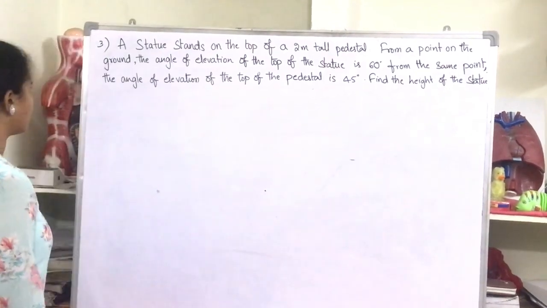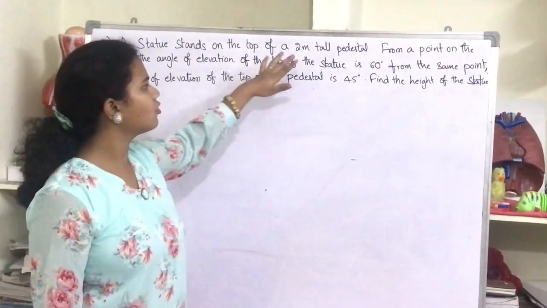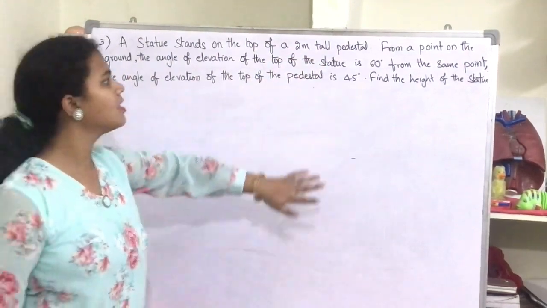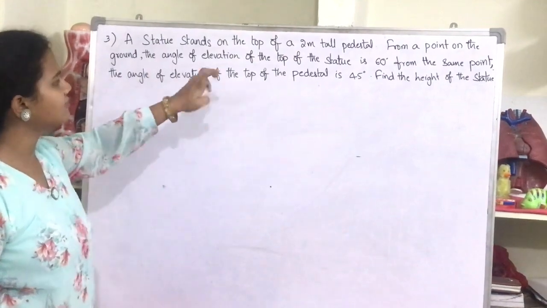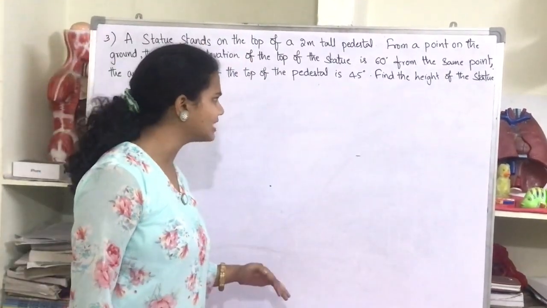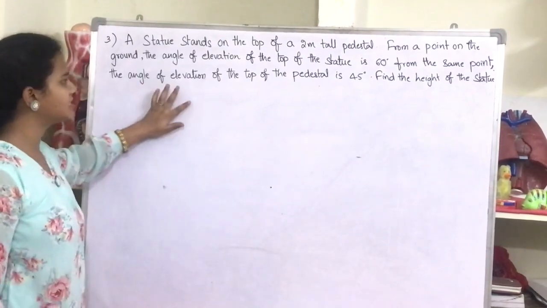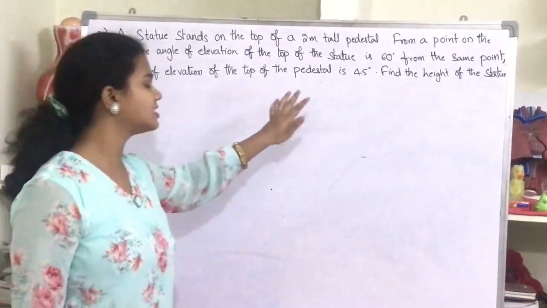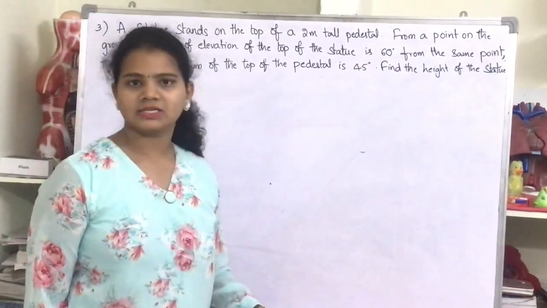Let's start with exercise 12.2. The third question here you have. A statue stands on the top of a 2-meter tall pedestal. From a point on the ground, the angle of elevation of the top of the statue is 60 degrees. From the same point, the angle of elevation of the top of the pedestal is 45 degrees. Find the height of the statue.